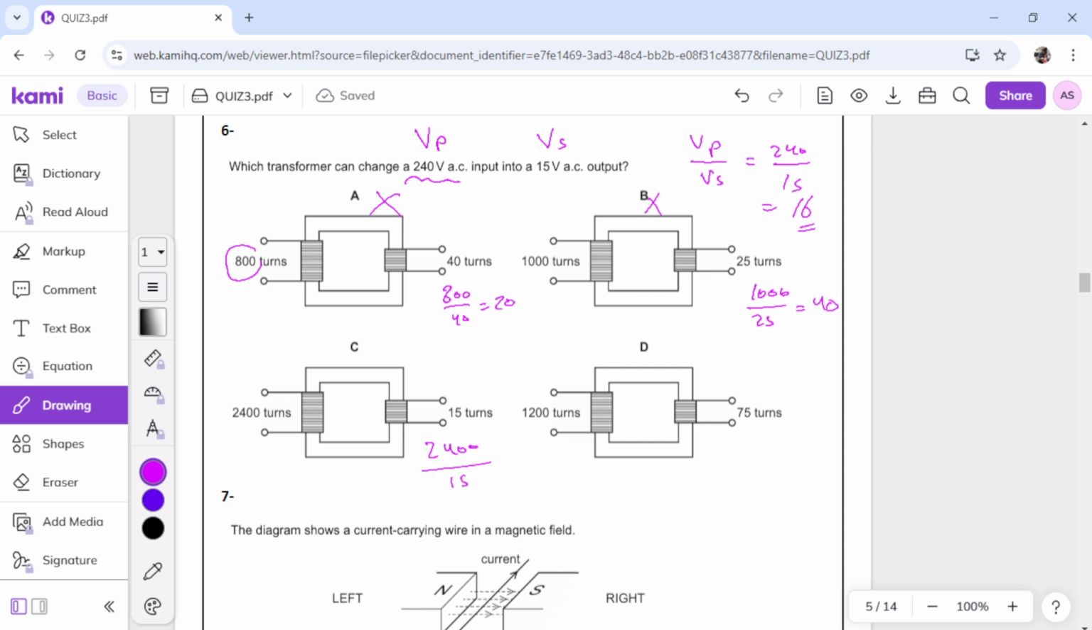2400 over 15 equals, I have to use my calculator. 2400 over 15 equals 160. This is incorrect. So the last one I think will be right. 1200 over 75 equals 16. So this is the correct answer.